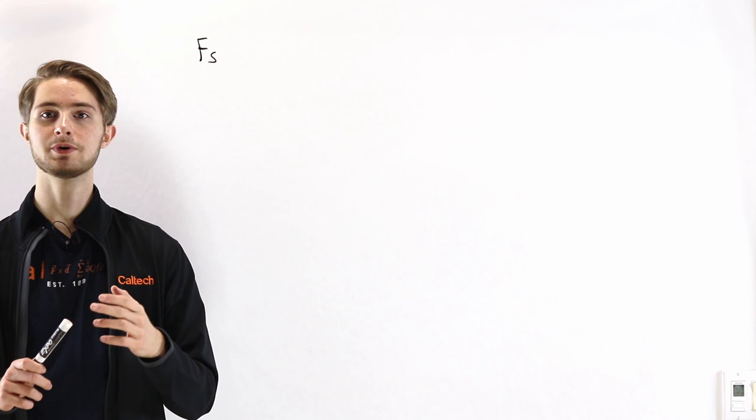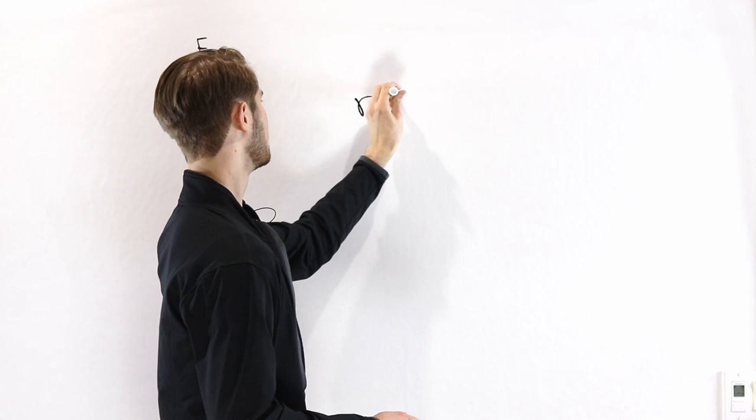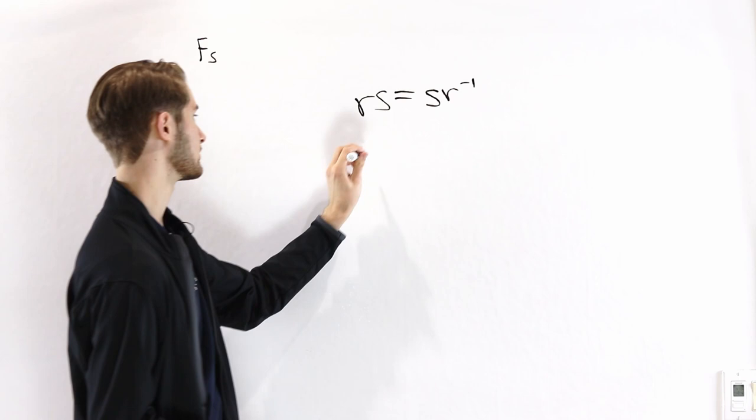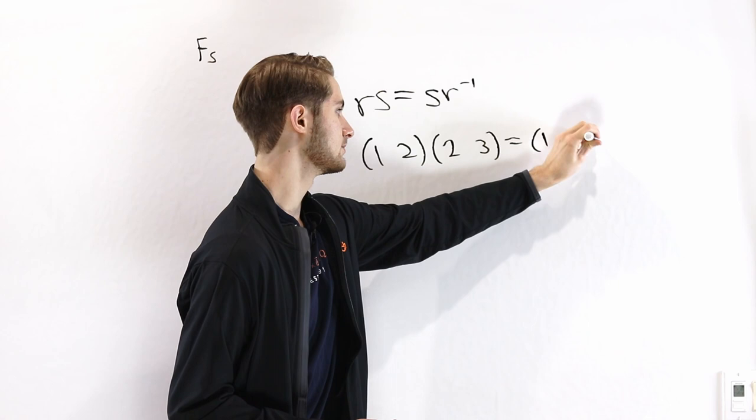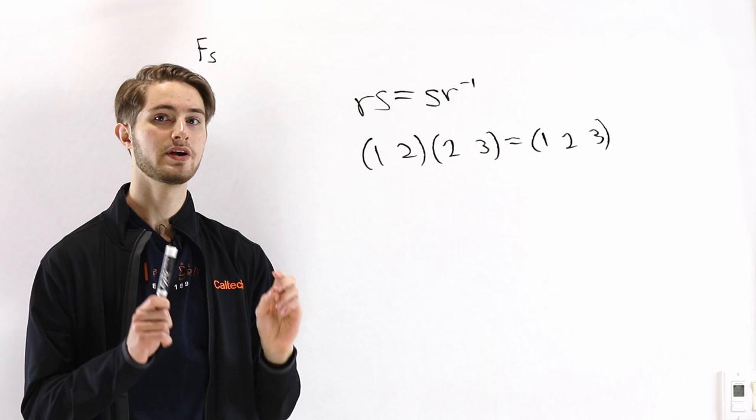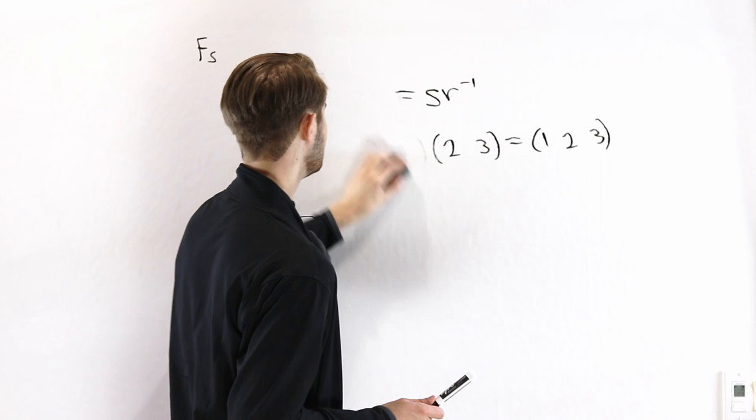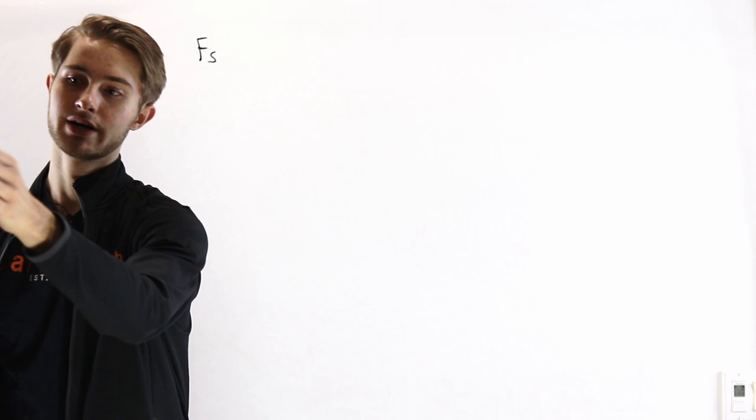For example, we might say in the dihedral group that R times S is equal to S times R inverse. Or if we're looking at the symmetric group, we might say that (1 2) times (2 3) equals (1 2 3). But we can also consider another type of group, which is a group where there are no relations between elements at all. In other words, we don't have any of these kinds of equalities between elements. Every element is distinct, and also every product is distinct.